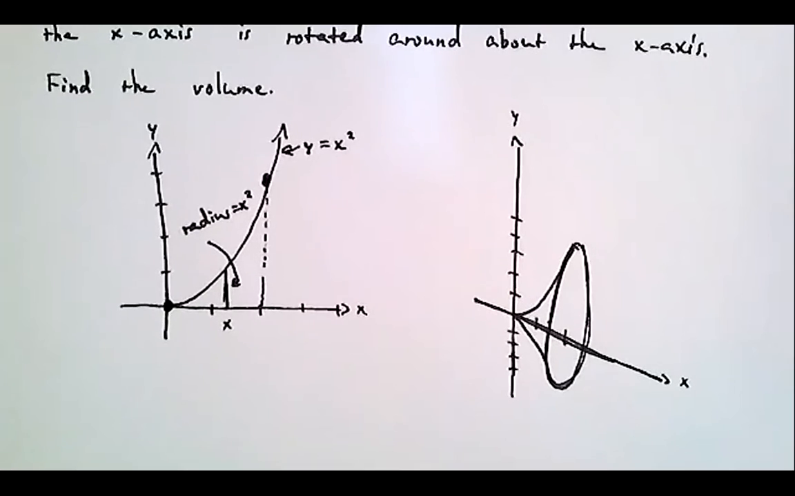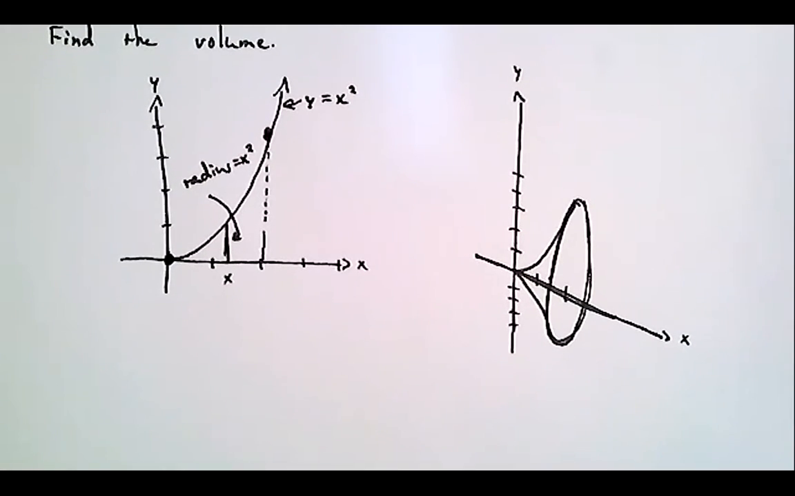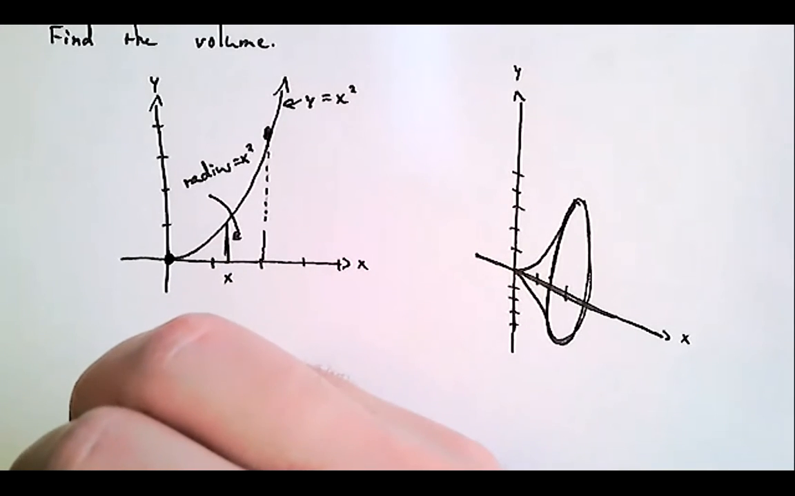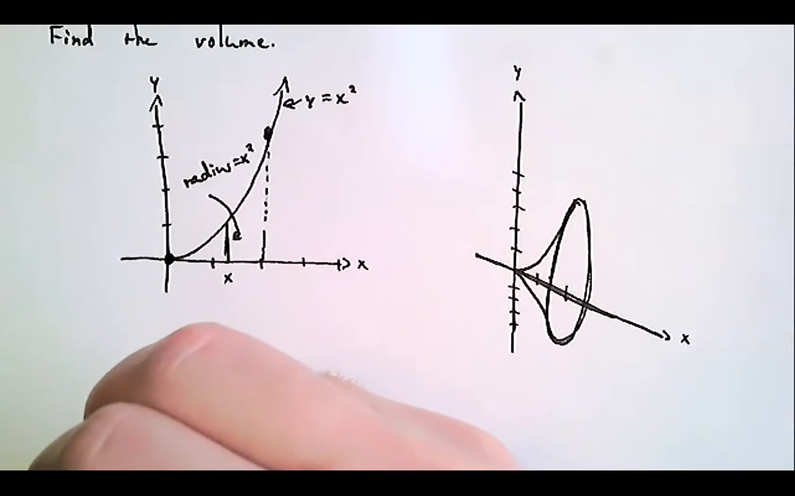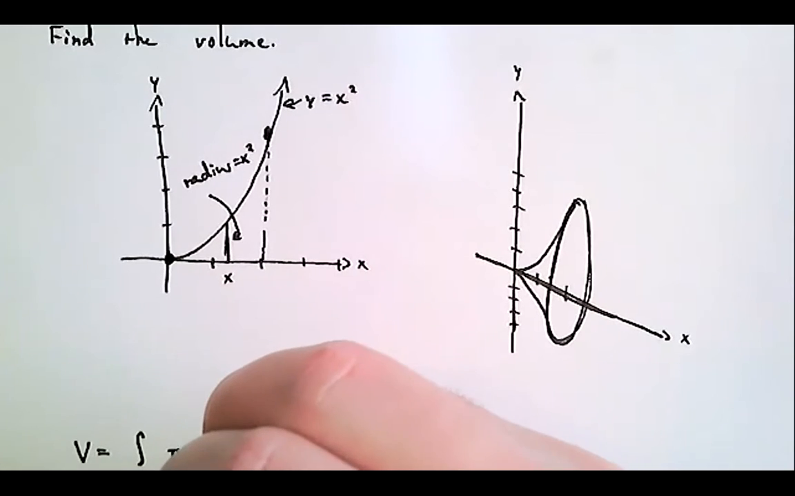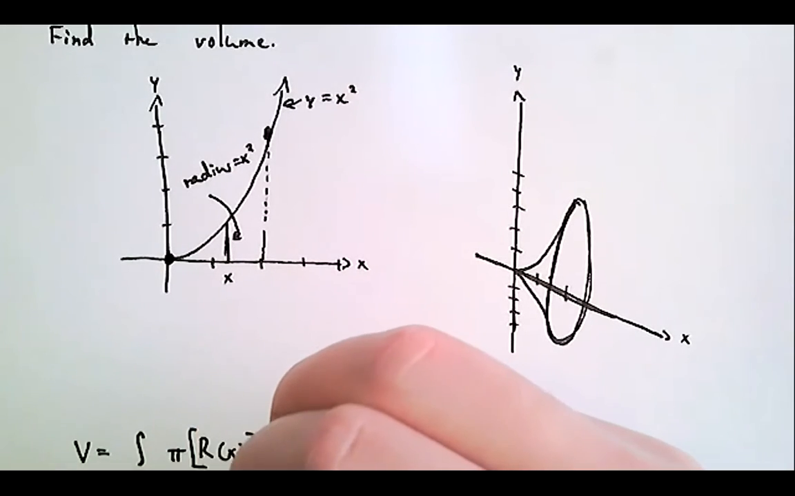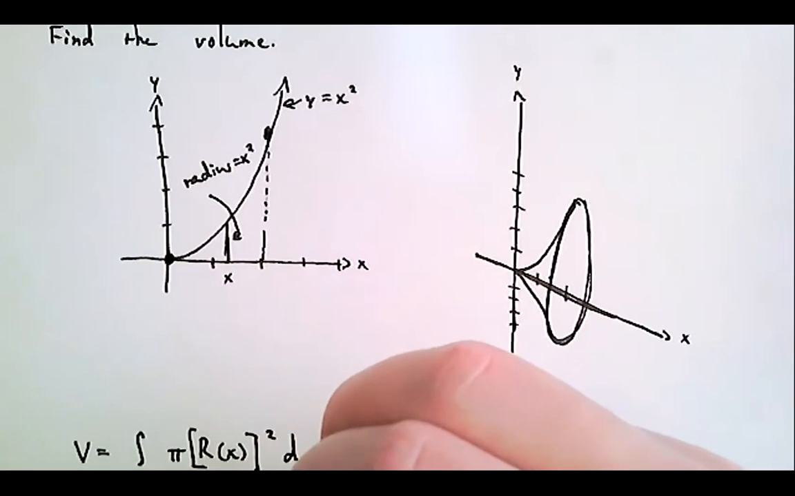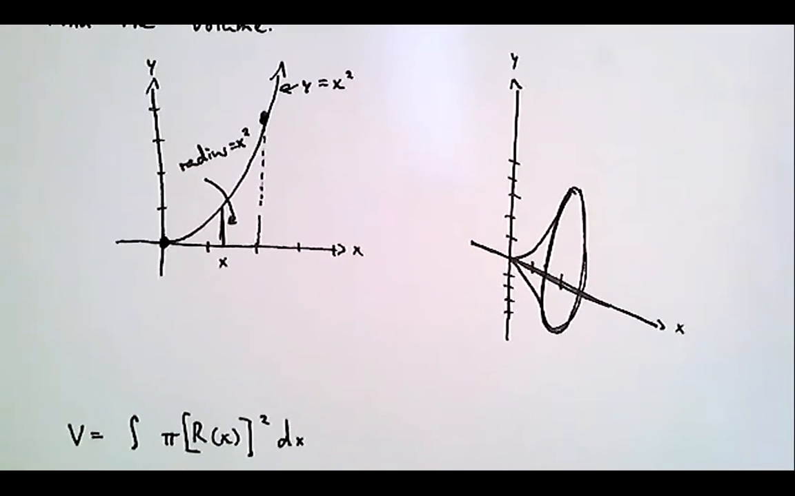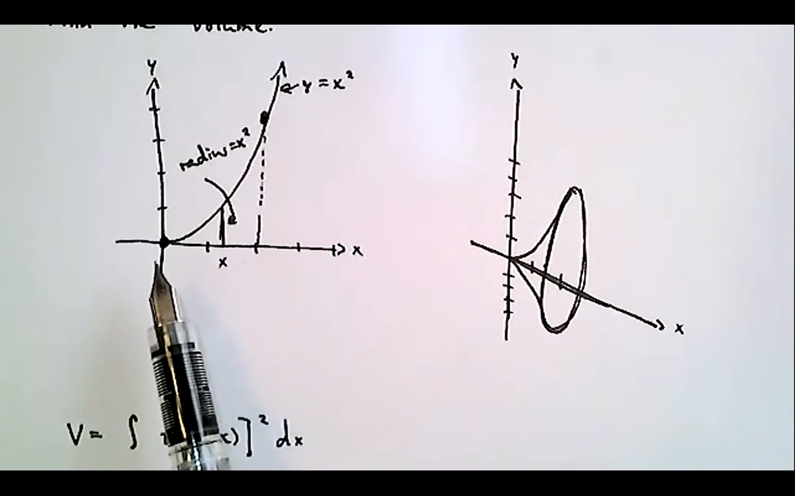Okay, so now we can go to the calculus part of this problem. The volume is equal to the integral of pi r squared dx. We also want to think about the limits of integration. What are my limits of integration here?